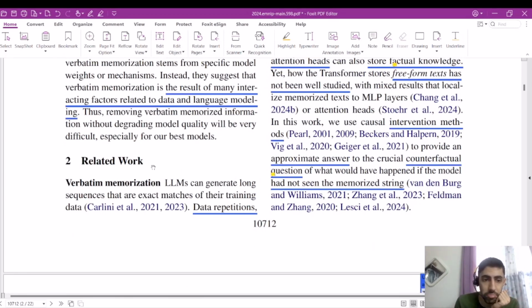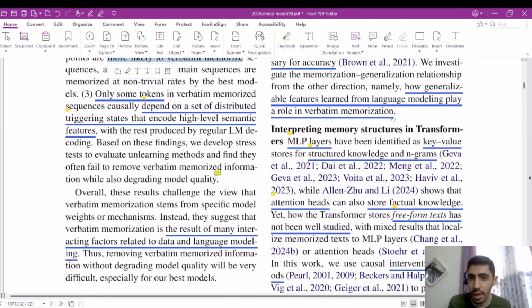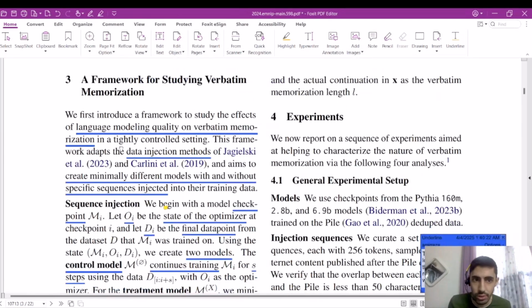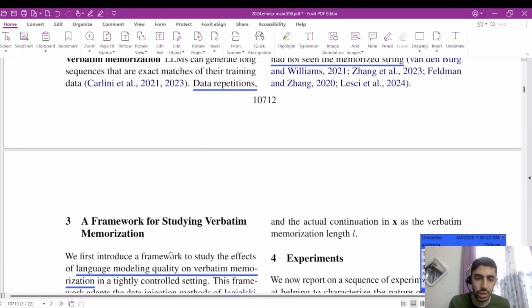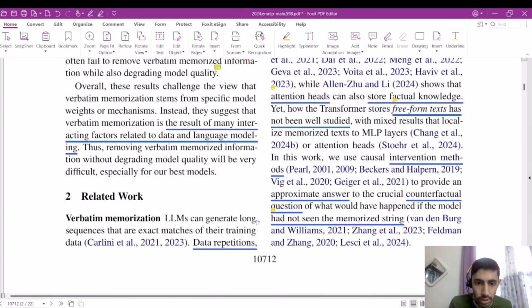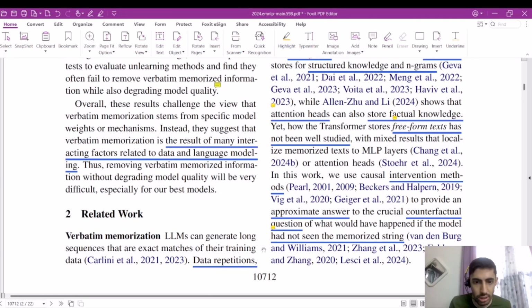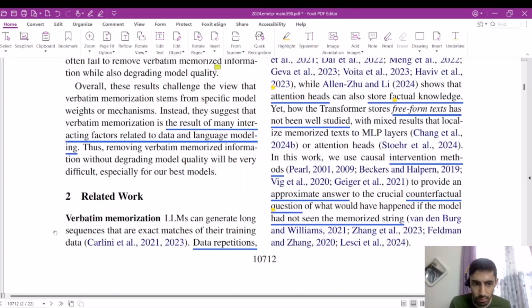So let's go to the second part of this paper. Verbatim memorization: it's about the related work that has been done. We talk a little about them, but after some part we sort out the framework that we are working with. LLMs can generate long sequences that are exact matches of their training data. It's the verbatim memorization that I mentioned, the definition of it.